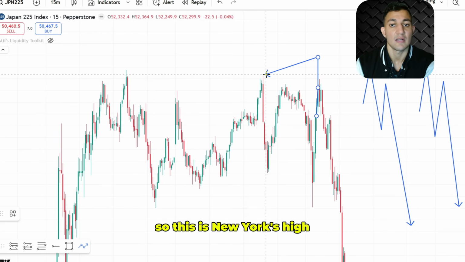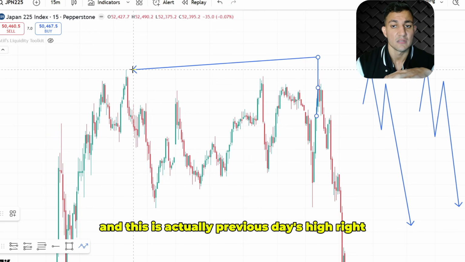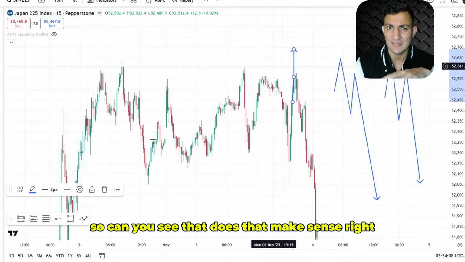This is previous session's high. So this is New York's high. And this is actually previous day's high, right? So can you see that? Does that make sense? Right?